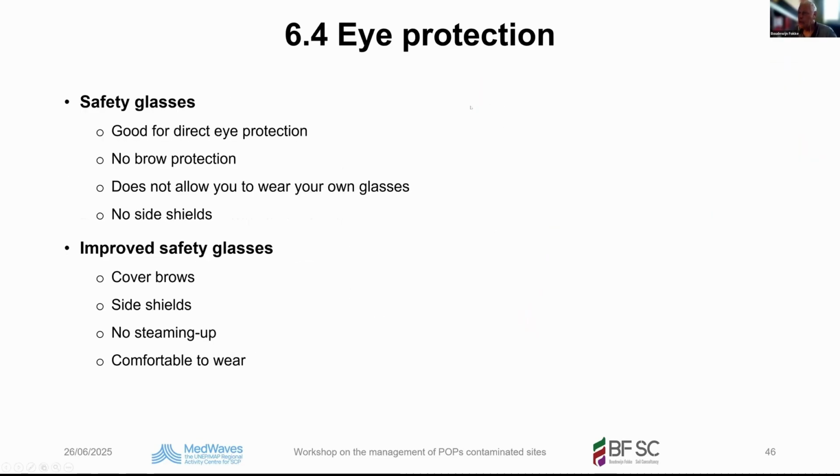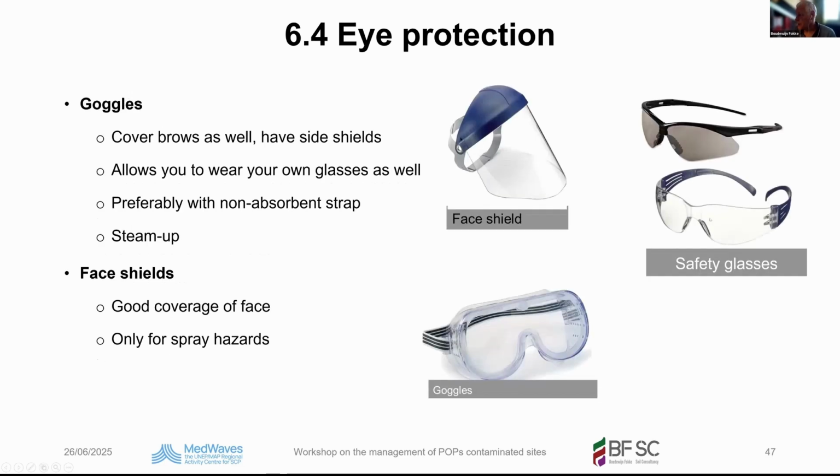Okay, we come to the eye protection. Safety glasses, good for direct eye protection. No brow protection. So the glasses are good for direct eye contact protection, but don't protect the brow. Do not allow you to wear your own glasses, and no side shields. Improved glasses cover brows, have side shields, no steaming up, and are comfortable to wear. Here, these are the improved safety glasses.